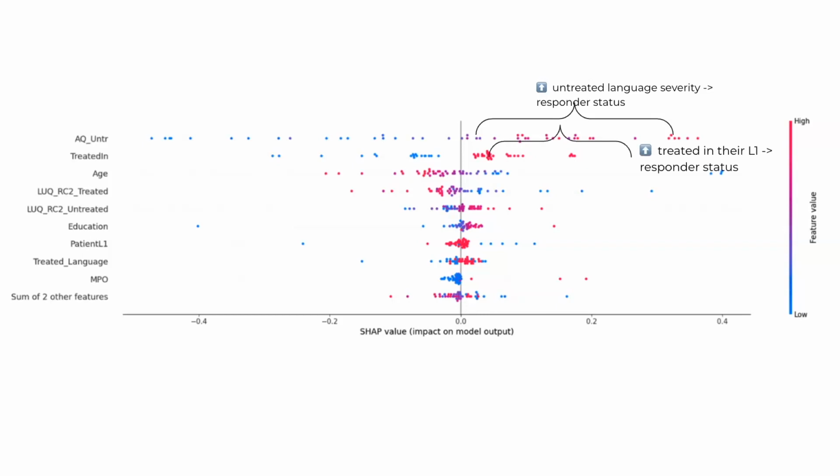And the rest, I won't go through in the service of time, but as you can see, very similar patterns to our previous analysis, right? So we see that higher values of age, so people who are older, tend to be classified as non-responders, and so on and so on.